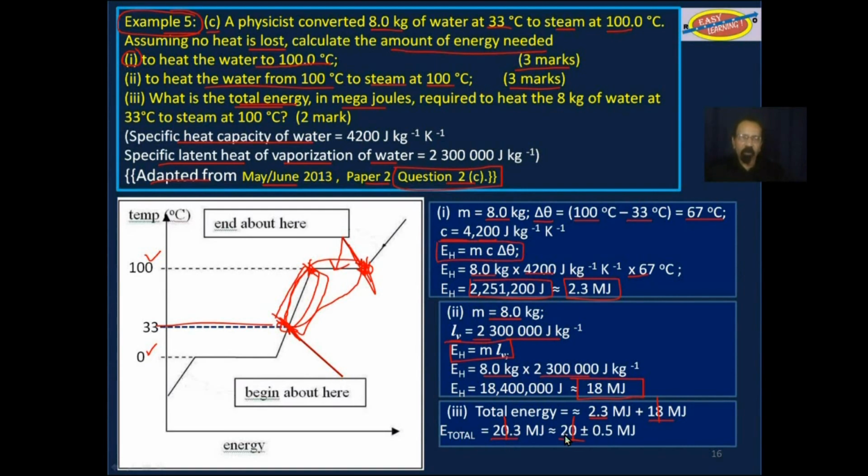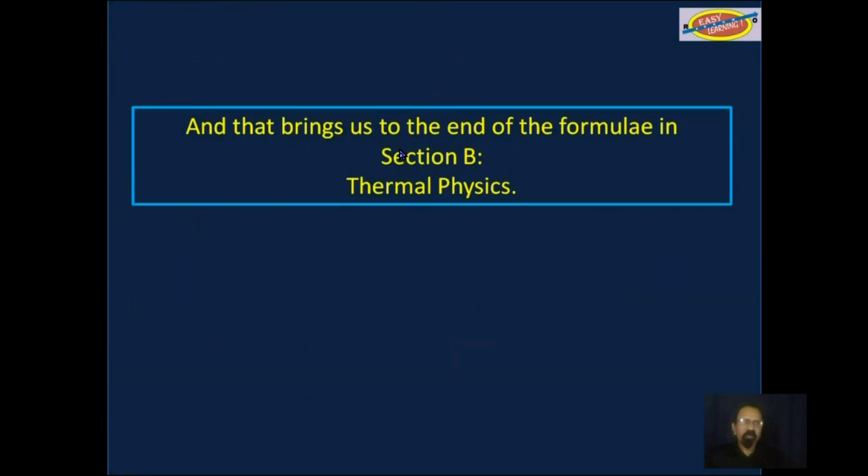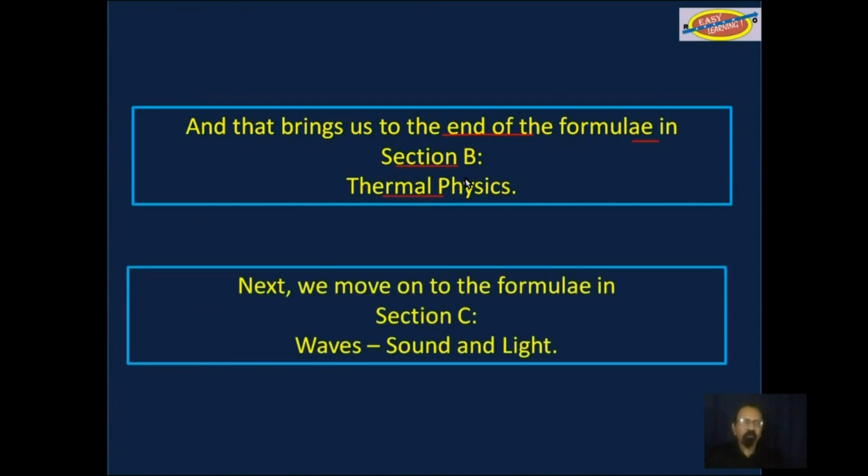And because we are rounding off at the ones position, we take half of the ones position, which is 0.5. And so our answer is 20 plus or minus 0.5 megajoules. So as I said, this is an actual CSEC past question. You can expect something like this. As it stands now, we have completed all 8 of these formulae from section B, thermal physics. So that brings us to the end of the formulae in section B, thermal physics.